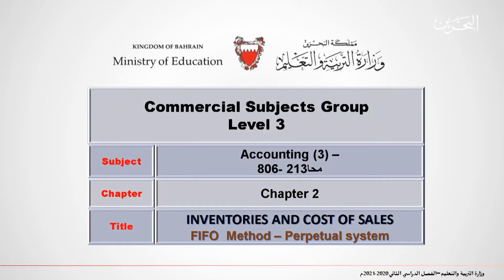Dear students, welcome to Commercial Subjects Group, Level 3, Accounting 213, Chapter 2. Today, we will explain inventories and cost of sales FIFO method under the Perpetual system.